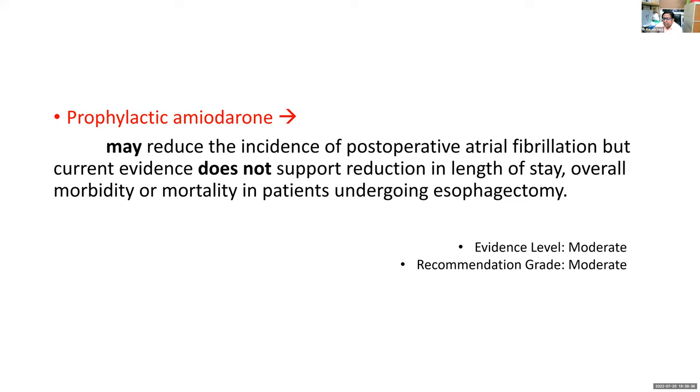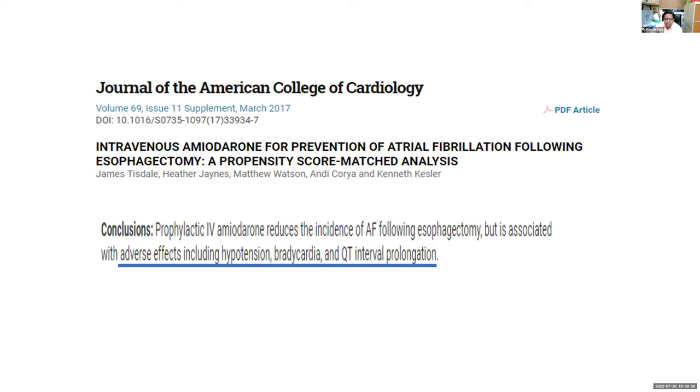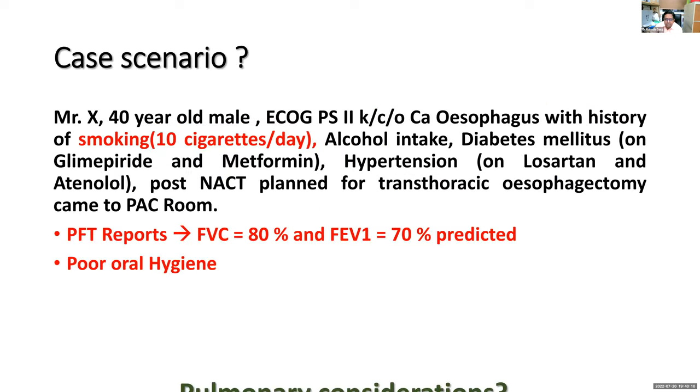In the postoperative period, if the patient becomes hemodynamically unstable with atrial fibrillation, probably along with other electrical therapy, the patients may also require amiodarone continuation for the control of the atrial fibrillation. And this study also mentioned that prophylactic IV amiodarone probably reduces the incidence of AF, but is associated with various cardiovascular events, which include hypotension, bradycardia, and QT interval prolongation. And hence, a prophylactic role of preoperative amiodarone to control AF is not suggested.